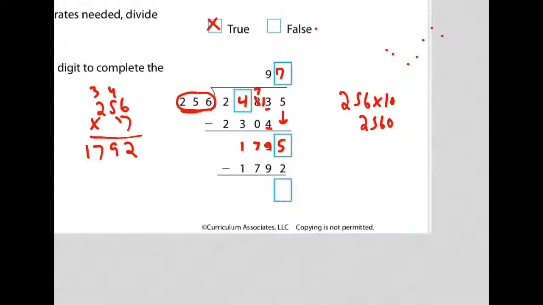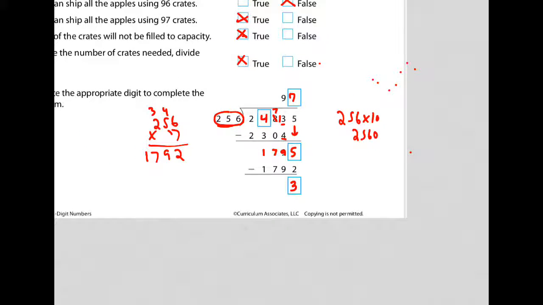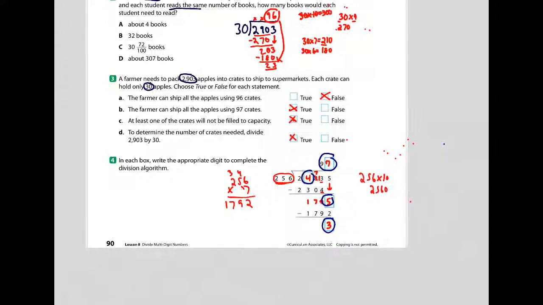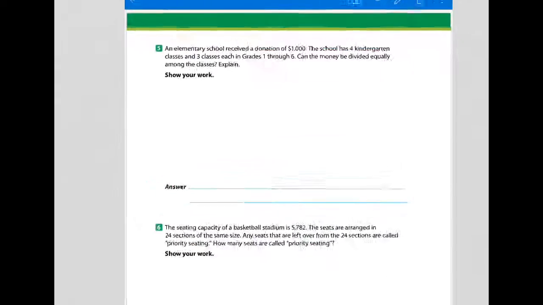And then I subtract. 5 minus 2 is 3. So, did you get all of those boxes? Did you get a 7 here, a 4 here, a 5 here, and a 3 here? Okay. If you didn't, you could always rewind the video to see, again, how I figured out those digits. Okay, let's go on to page 91.